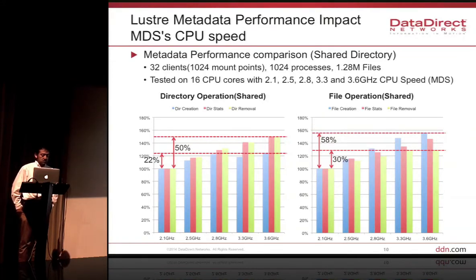However, in the unique directory case we didn't see the directory removal operation improve much, but in the shared directory we saw a significant performance improvement of more than 50% from the CPU speed increase. Even in this case, directory creation was still not much improved, even as the CPU speed improved.